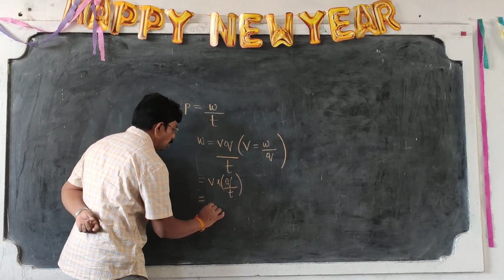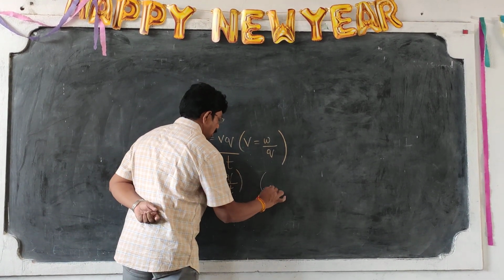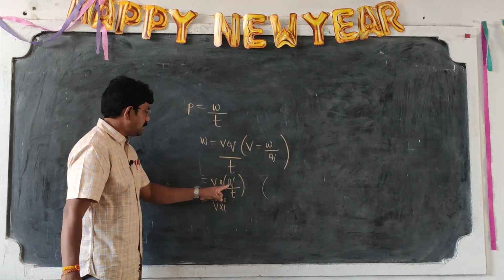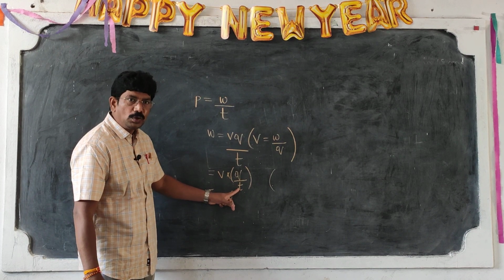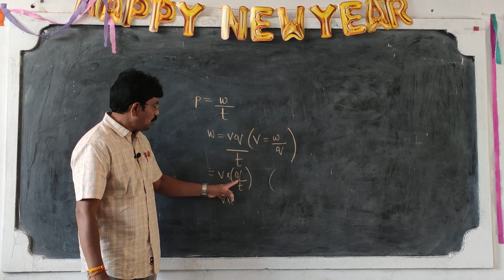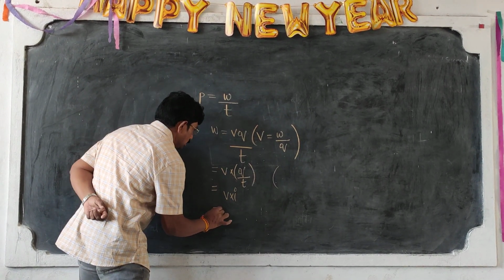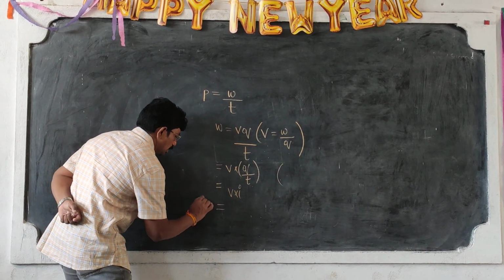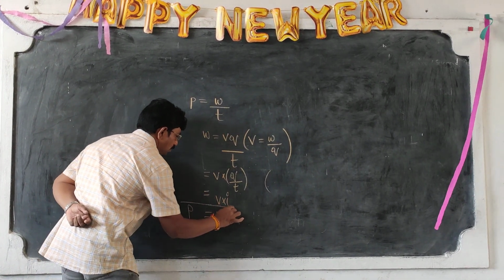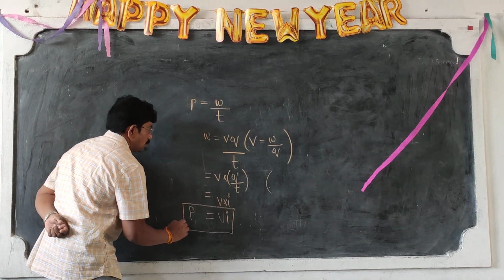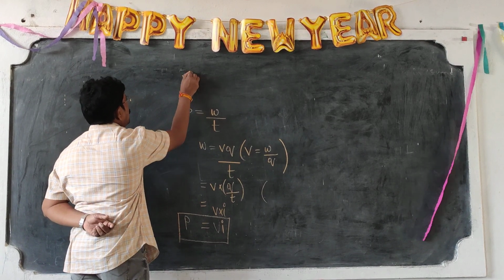But Q by T is equal to how much? Current. Q by T, that is charge carried in unit time. Rate of flow of charge in unit time is defined as the current. So V into I. So power is equal to VI. Power is equal to VI. Okay, next see this one. You know that from Ohm's law, V is equal to how much?